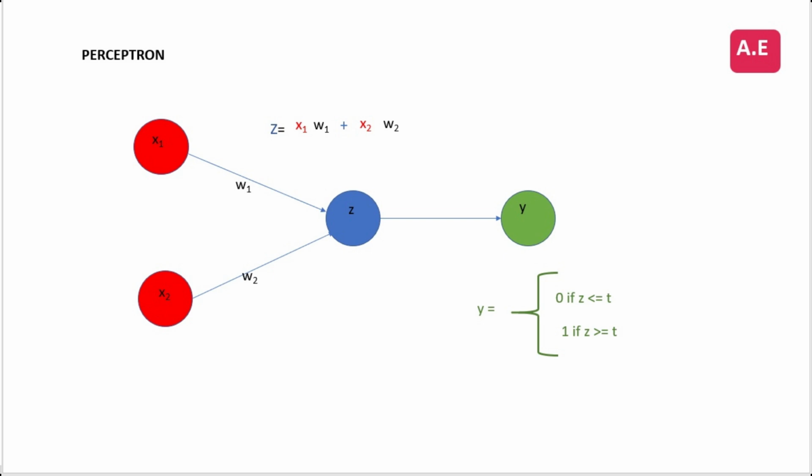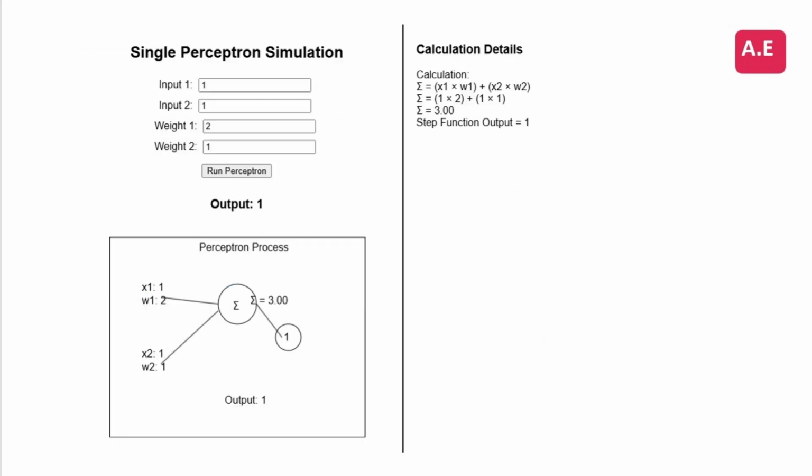The diagram shows two inputs x1 and x2, each multiplied by their respective weights w1 and w2, and then summed together to produce an intermediate value z. The output y is determined by comparing z to a threshold t. If z exceeds t, the perceptron outputs 1, otherwise, it outputs 0. Essentially, it illustrates how a basic perceptron combines weighted inputs and applies a threshold-based activation to produce a binary output.